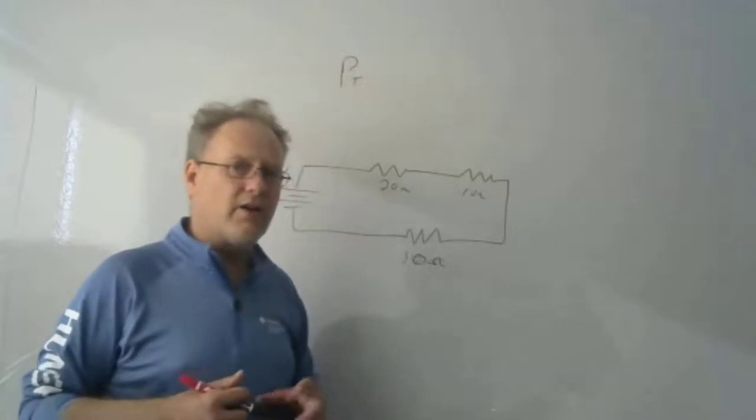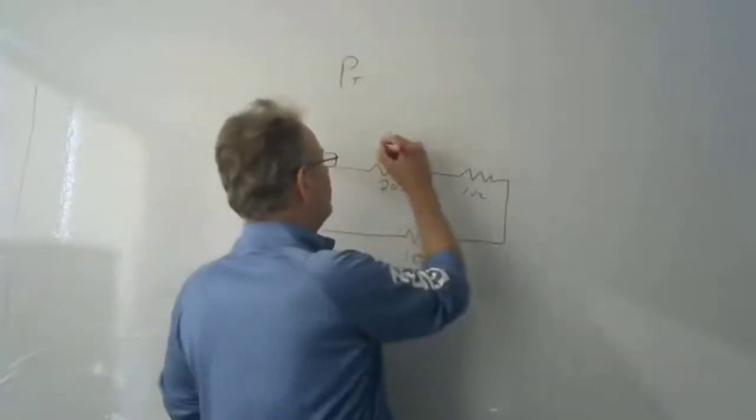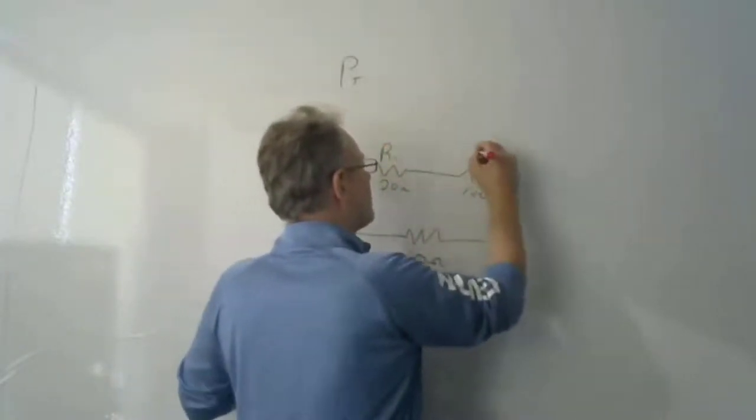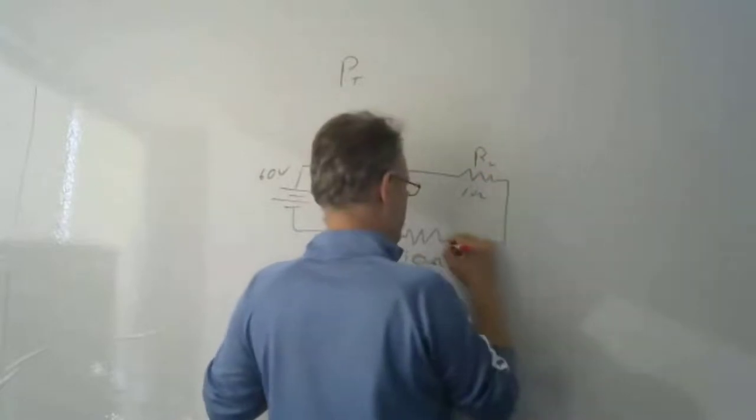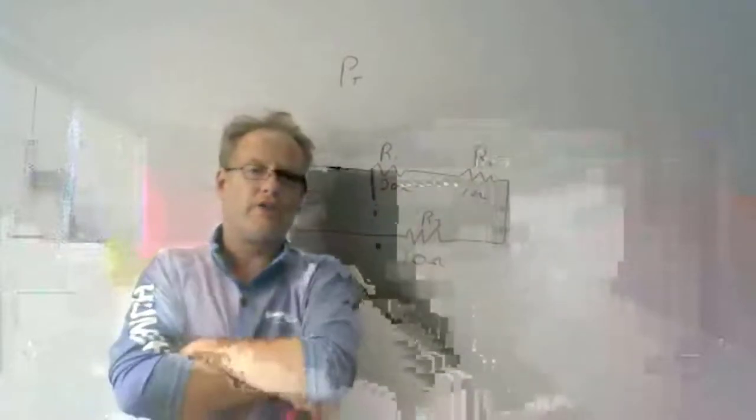So right now I'm going to find the voltage drop across one of these. So I'm going to do R1, R2, and R3. And you guys are going to tell me which of these I should use the voltage divider rule on to calculate the voltage drop. R1, R2, R3.